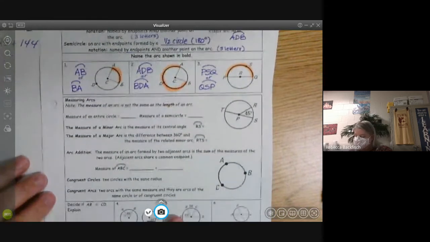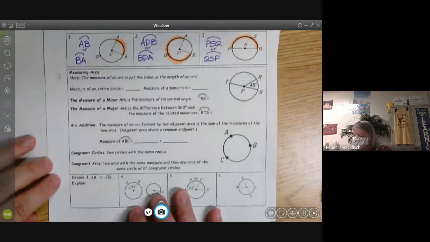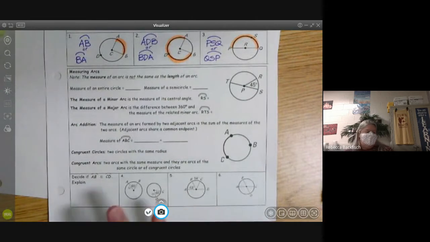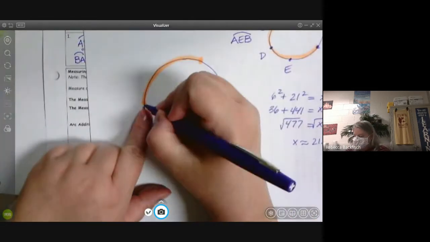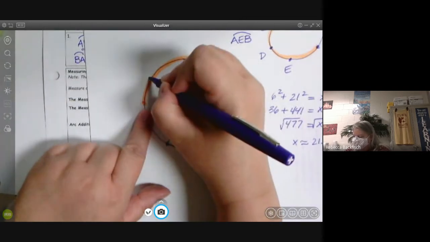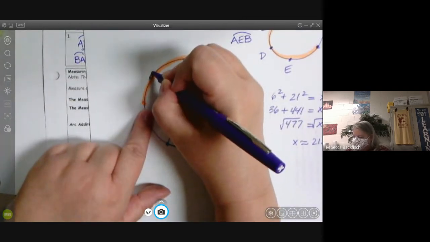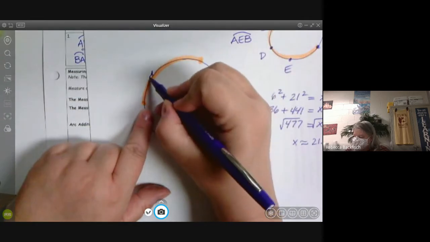Okay, measuring arcs. The measure of an arc is not the same as the length of an arc. I mentioned when we were first talking about arcs, this is like an ant walking from here to here. I have a little ant who's walking around the circle. Ant as in an insect. Let's see, they have 6 legs, right? There we go.